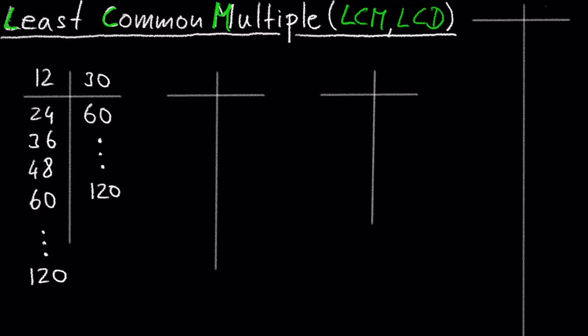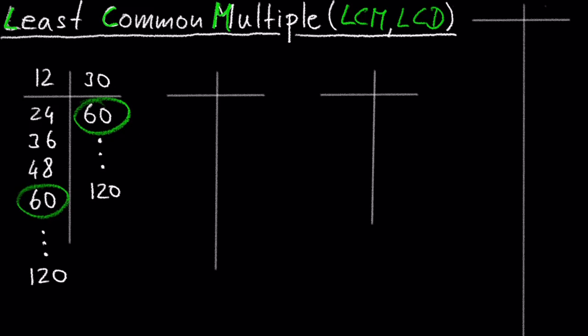But what is the least common multiple? The least one is the smallest one, which is 60. So the least common multiple of 12 and 30 is 60.